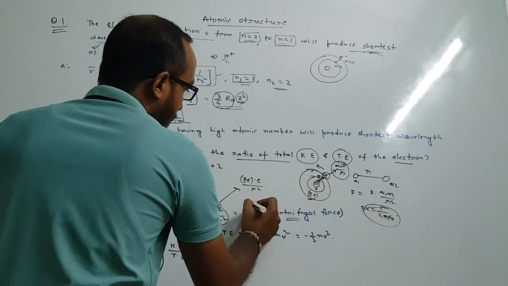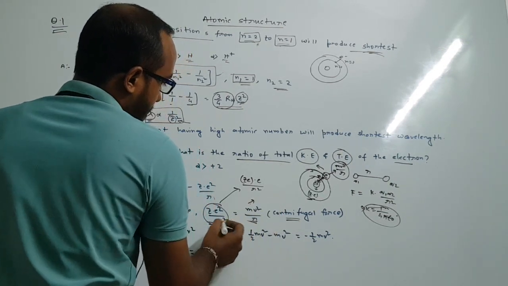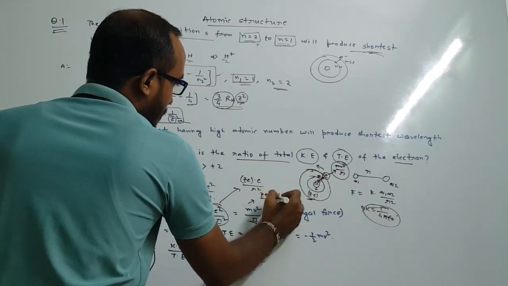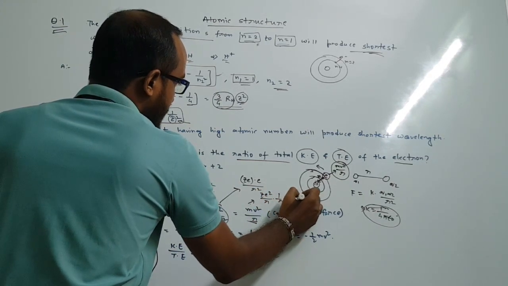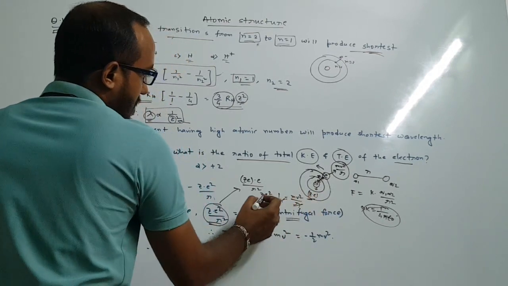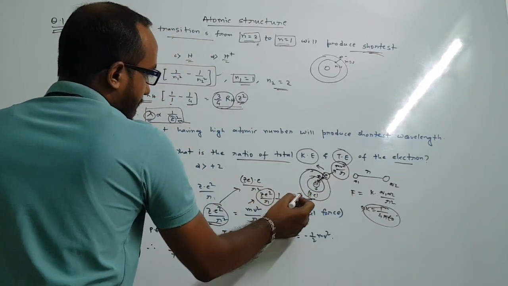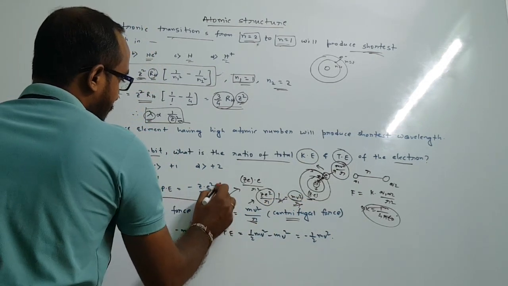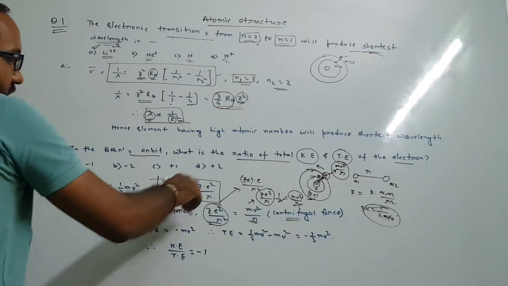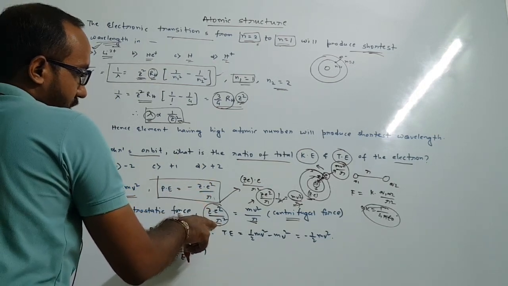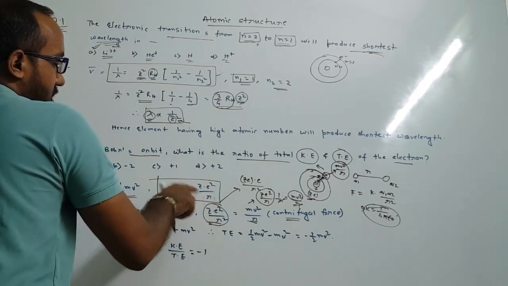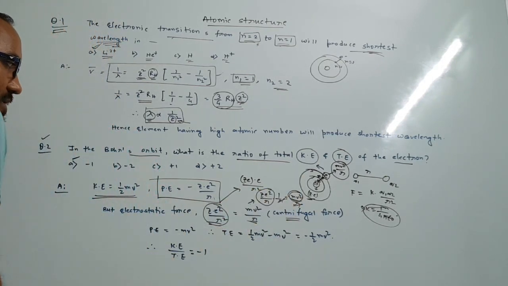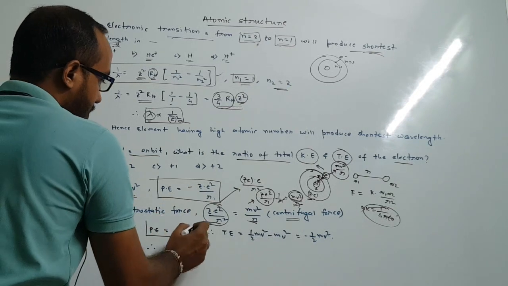So from here we can say Z square by r into 1 by r equals mv square by r, cancel out. So we see Z square by r is actually mv square, and the formula of potential energy is minus Z square by r. For force it is r square, for potential energy it is only r. So Z square by r comes out to be mv square. So what would be the potential energy?